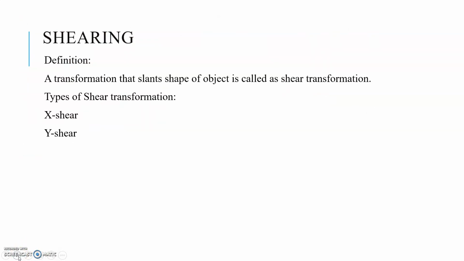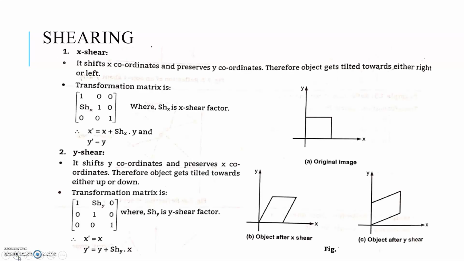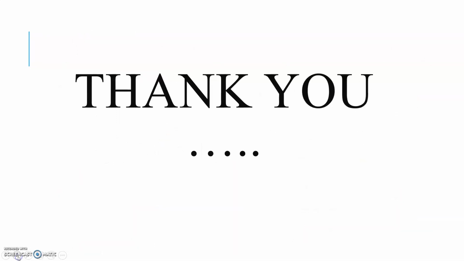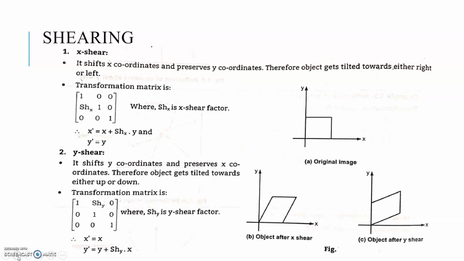Next is shearing. Shearing is a transformation that slants the shape of an object. The types of shear transformation are x shear, which shifts x coordinate values, and y shear, which shifts y coordinate values. What is x shear? It shifts x coordinates and preserves y coordinates. Therefore, the object gets tilted towards either right or left.